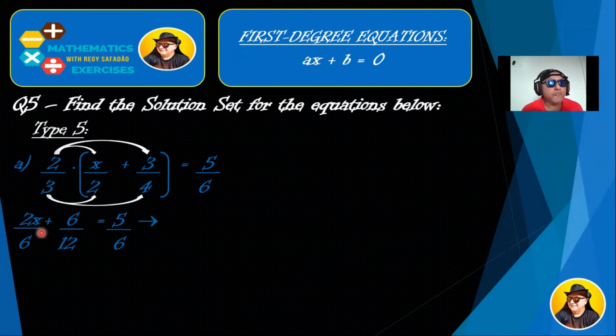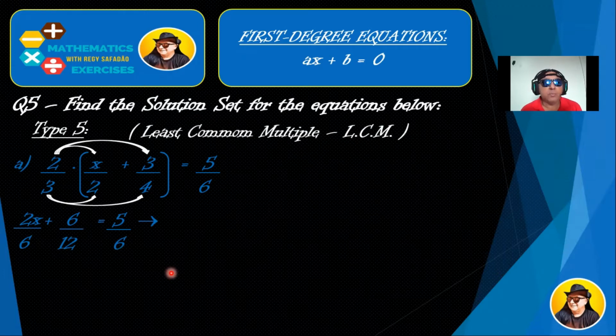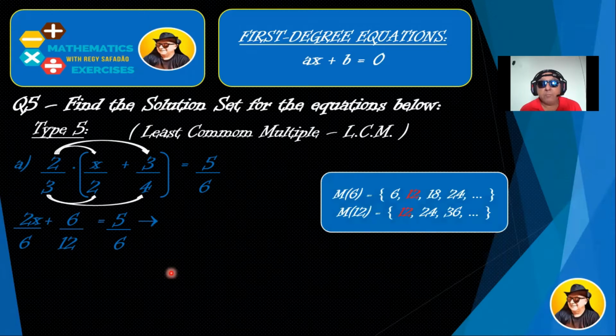Okay, and now we have fractions with different denominators, so we have to get the same denominators for all those fractions, and this will be done calculating the LCM, or least common multiple. Let's see, what are the multiples of 6? 6, 12, 18, and 24, and so on. And the multiples of 12 are 12, 24, 36, and so on too. So the LCM is 12.